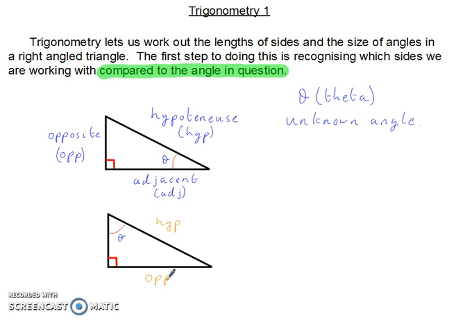OPP, changes sides there because it's opposite to the angle at the top rather than the angle at the right, which leaves us with our last side. That's got to be the adjacent. Because it's adjacent, it's next to our angle there.